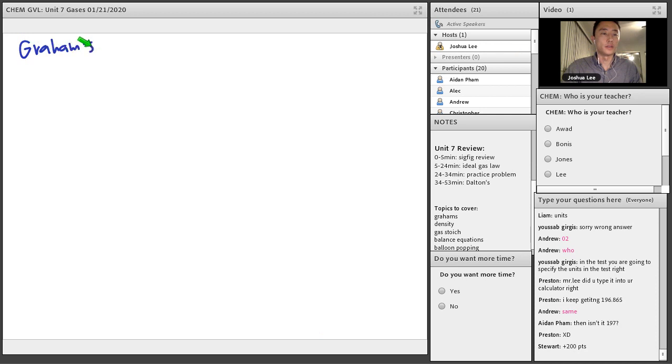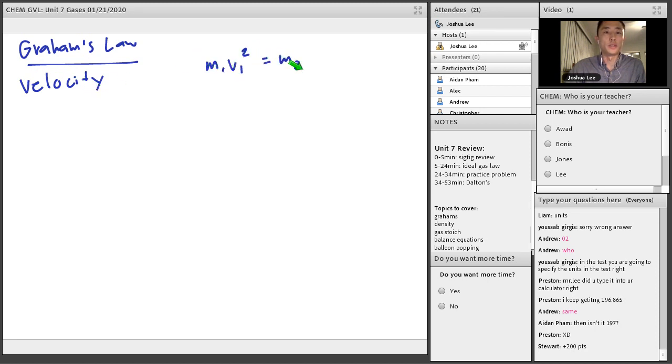Graham's law. This is the only one that deals with velocity. So Graham's law would be m1 v1 squared is m2 v2 squared. And the velocity is the only one that's being squared.